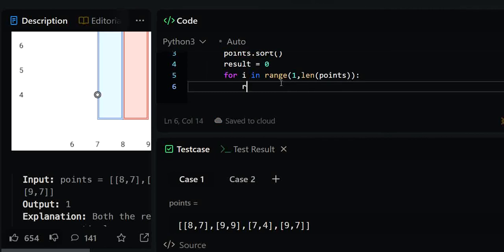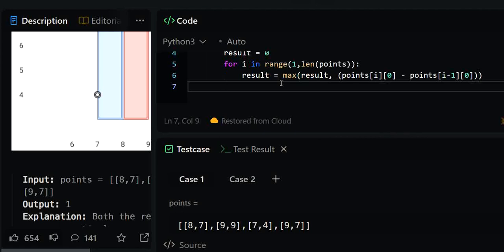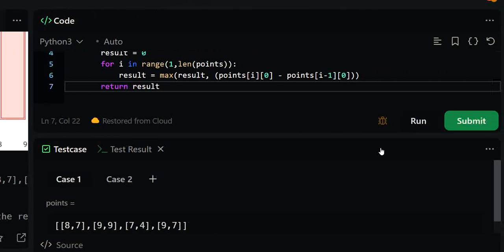Inside this, I'm saying just update our result with max of result and points[i][0], because we are working with only x-axis data, and this is not comma, this is minus points[i-1][0], because we started from 1, right? So we have to do i minus 1 to access the previous value, and then after stepping out of this loop I will be returning the result. And if I haven't made any typo, then we can run and check.